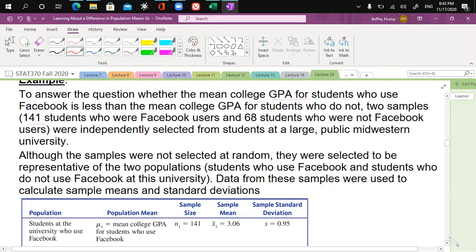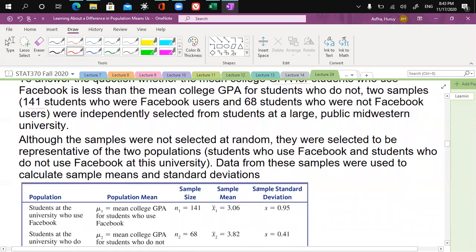And the summary is given here in this table. And here it says the two samples are representative of the two populations. So we have this granted. I mean, we are told that it's representative. They selected the students in a way that they represent the two groups.